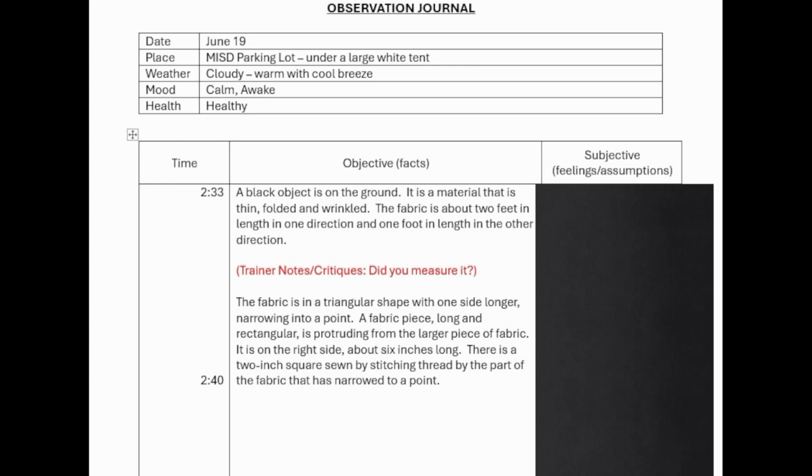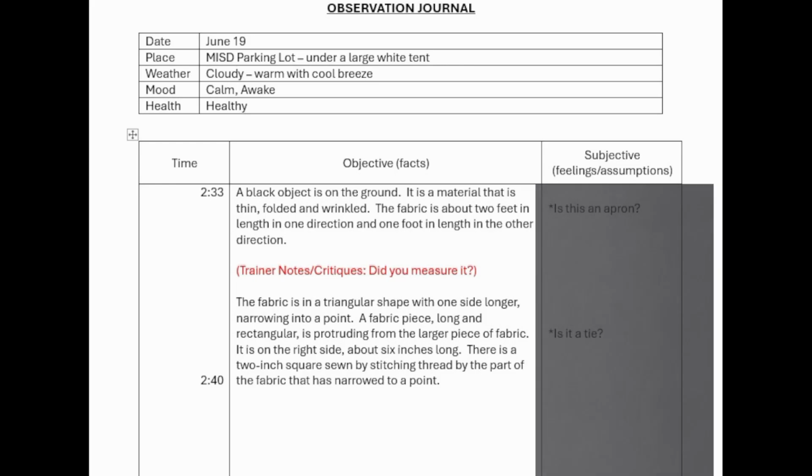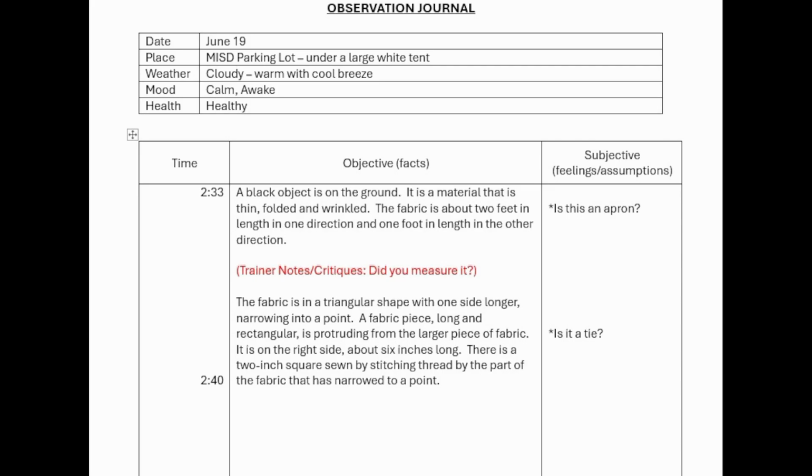Now let's take a look at what I wrote in the subjective column as I go along. See, my brain's already trying to fill in the gaps with imagination. Is it an apron? Is it a tie? And you know what? You want to know what it is? I have no idea. I can't remember. I'm going to be really honest with you. I'm reading this and I remember doing this observation, but I do not remember what the object was.